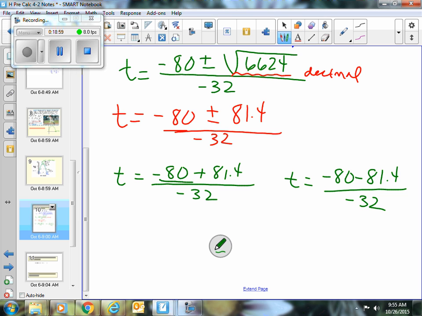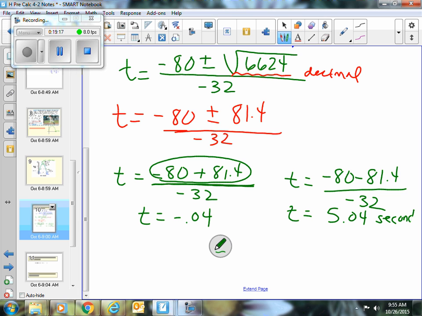Make sure you do the entire operation on the top first and then divide by the bottom. So just be careful. Take a second, get your 2 times. If you are adding, looks like we get negative 0.04. And if you're subtracting, it looks like we get 5.04. And those units would be in seconds.